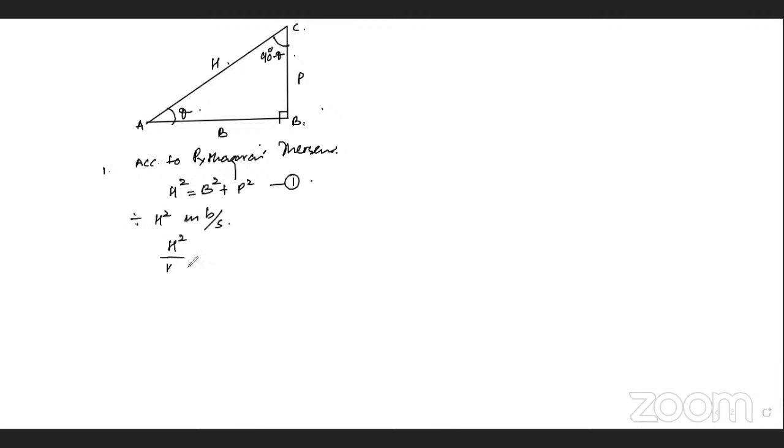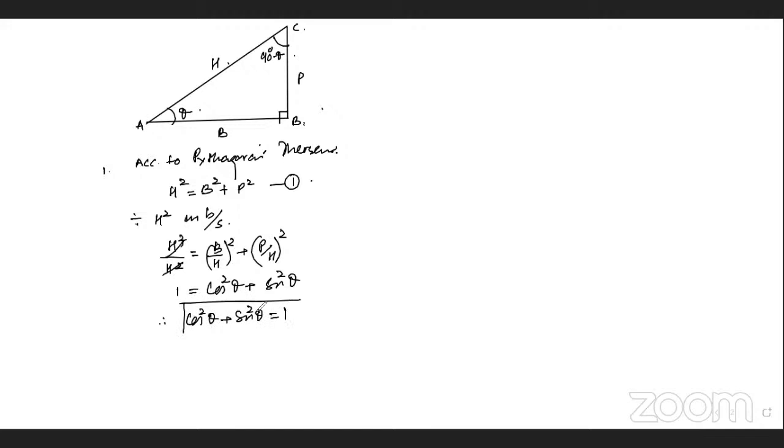It is h square upon h square is equal to b upon h whole square plus p upon h whole square. What is this? This and this will go. This is 1 is equal. B upon h is cos square theta. P upon h is sine square theta. So therefore, this is the first identity, that is cos square theta plus sine square theta is equal to 1. Is that okay? So this is the first identity that you just remember.